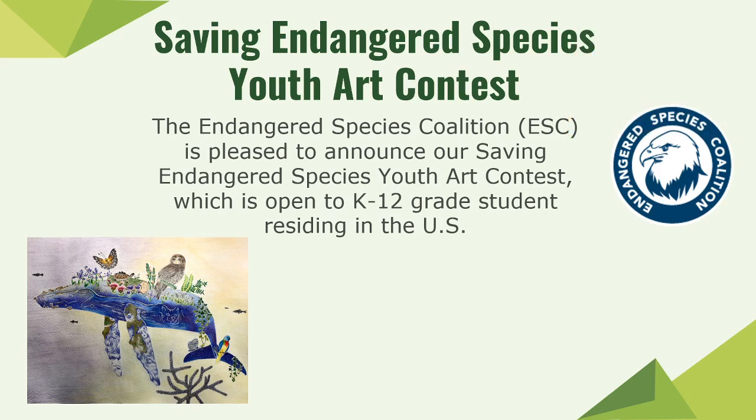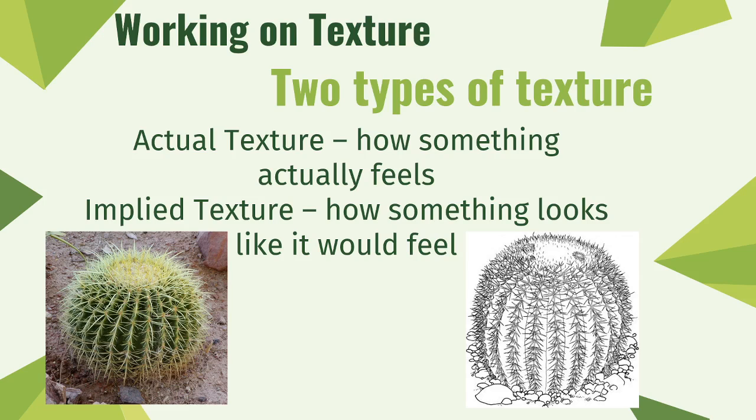Last week we talked a lot about texture and how to show texture. Just a reminder, actual texture is how something actually feels. Like if you found that cactus in the picture and you touched it, it would actually feel spiky. Implied texture is how something looks like it would feel. That drawing of the cactus looks like it would be spiky, but the actual drawing itself would not be.